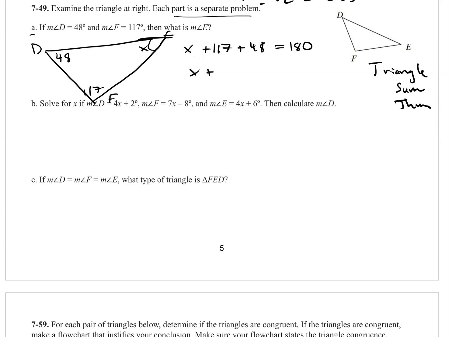X plus 165 is 180. So X is 15 degrees. That's pretty straightforward, just solving for X once you get it set up.